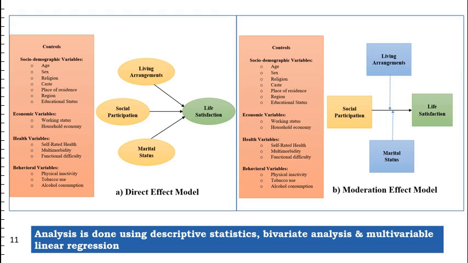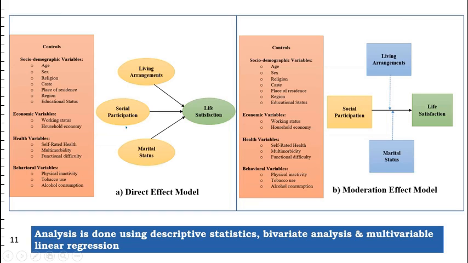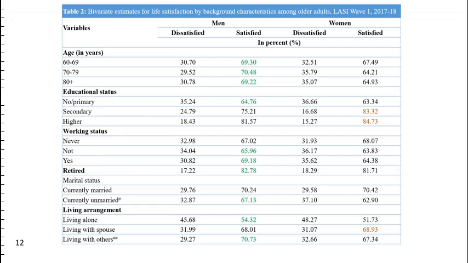For the analysis, we have used descriptive statistics, bivariate analysis, and multivariable linear regression. The first table shows the background characteristics of the sample population. I have not shown that table here. The second table shows the bivariate analysis of the population by sex.